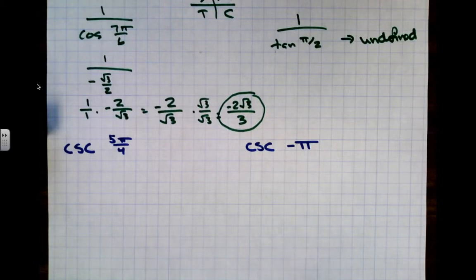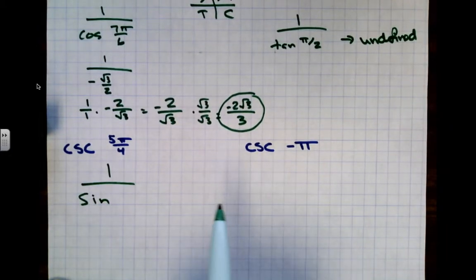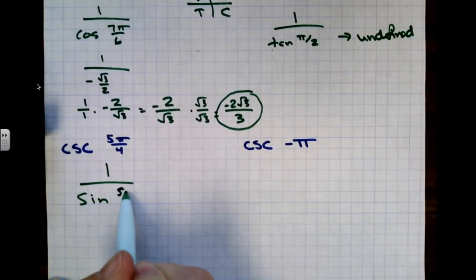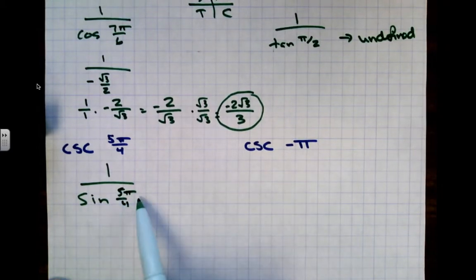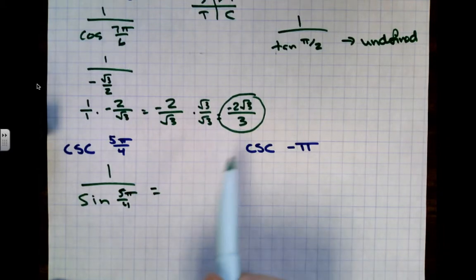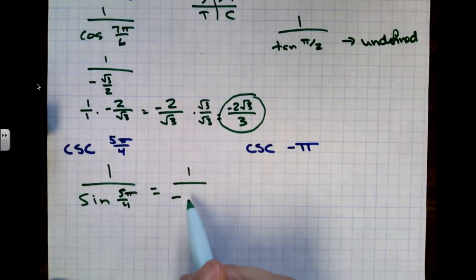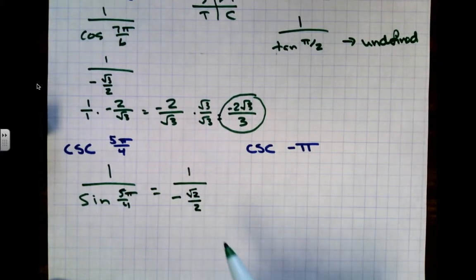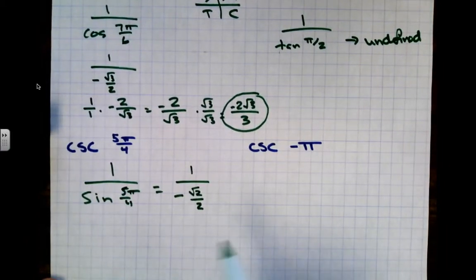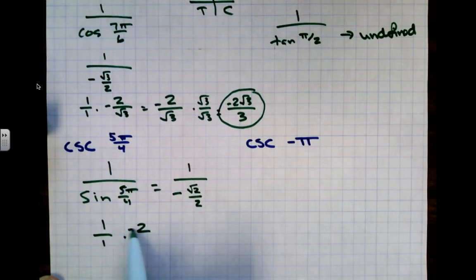Now looking at the next one, we have cosecant of 5 pi over 4. When I look at that, what I can solve is its reciprocal, 1 over sine of 5 pi over 4. So what I go through and I find is sine of 5 pi over 4. To find that, I think about what quadrant that's in. It's in the third quadrant. My sine value should be negative. And I look at its reference angle, which would end up being root 2 over 2. So I have 1 over negative root 2 over 2.